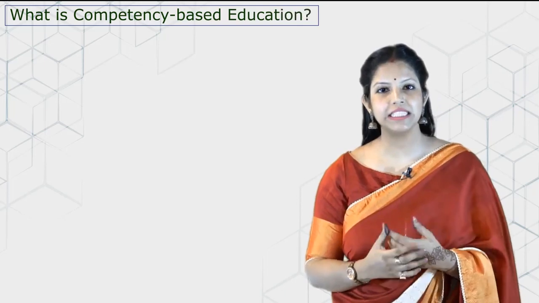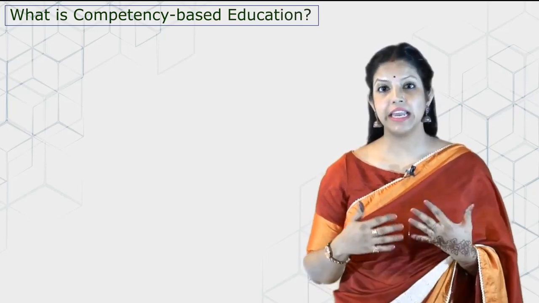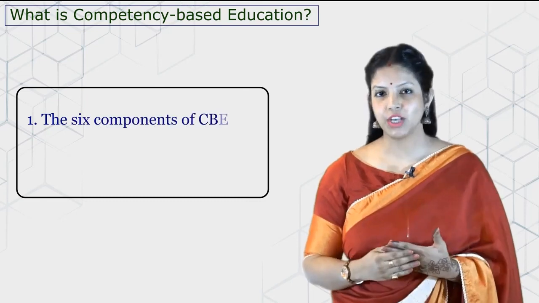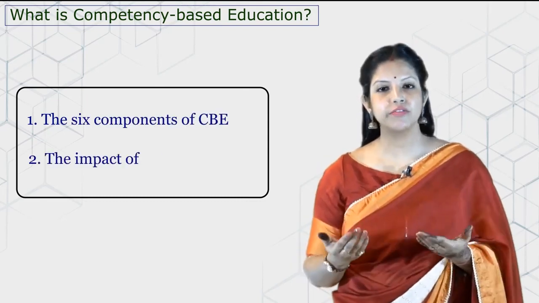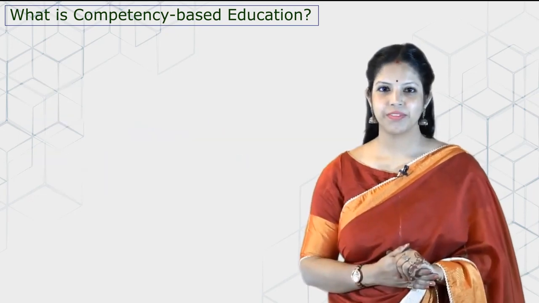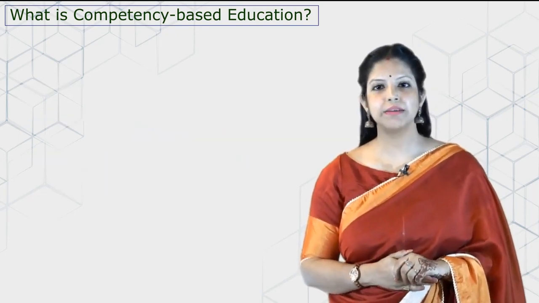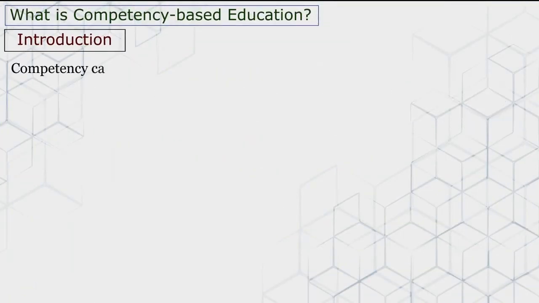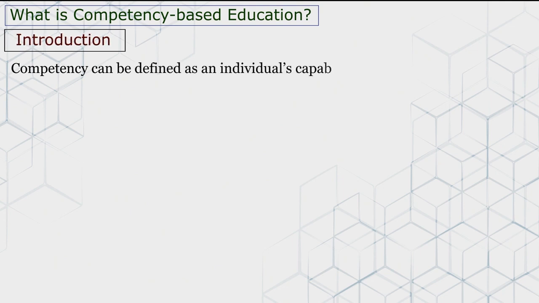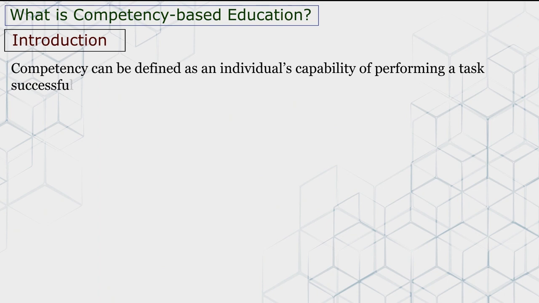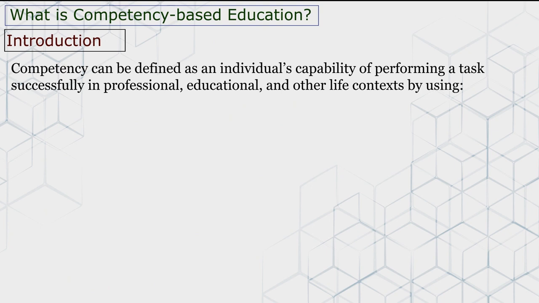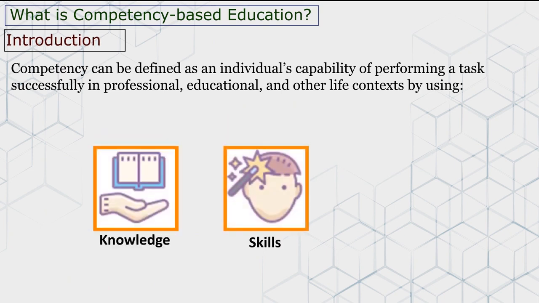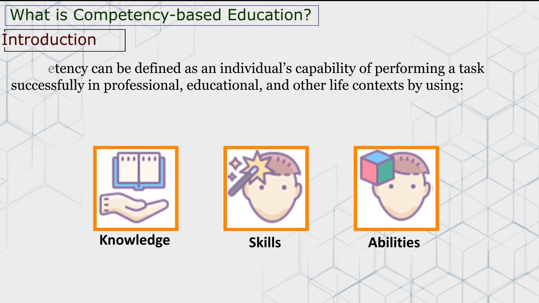In this topic, we will be exploring the concept of competency-based education. We will be elaborating on the 6 components of CBE and the impact of CBE on learning. First, let's understand the concept of competency. What is a competency? Competency can be defined as an individual's capability of performing a task successfully in professional, educational, and other life contexts by using knowledge, skills, and abilities.